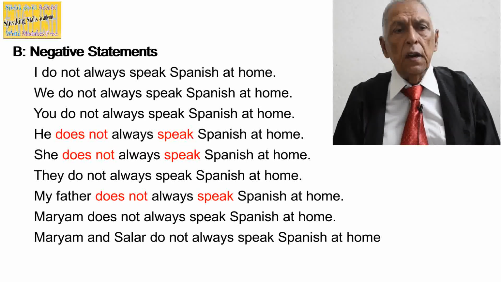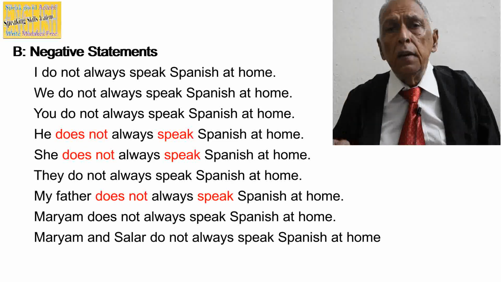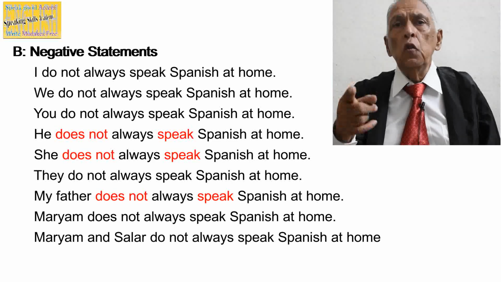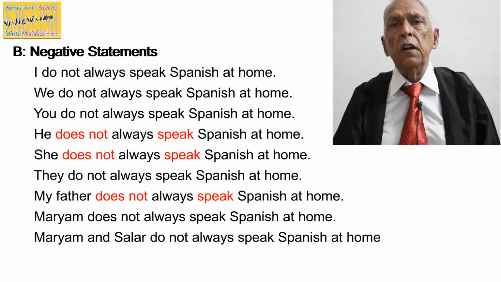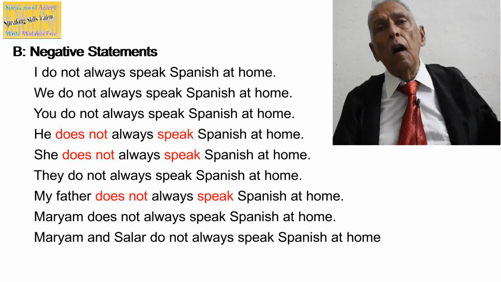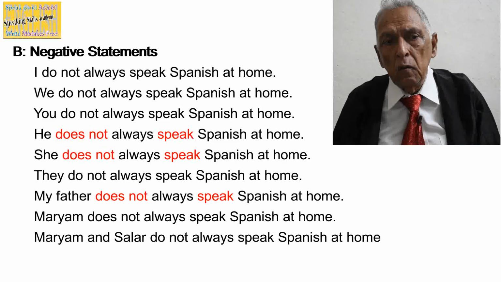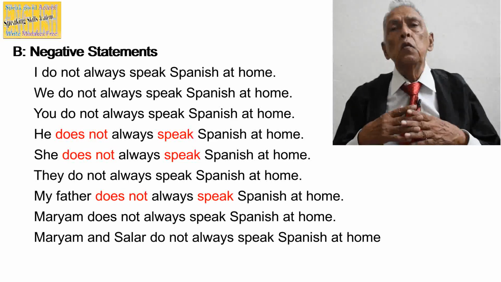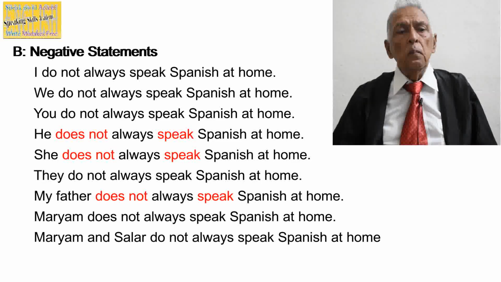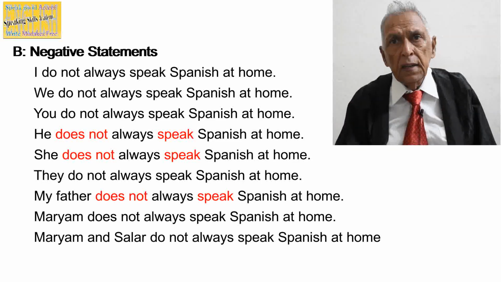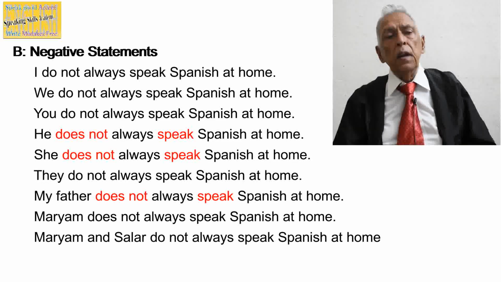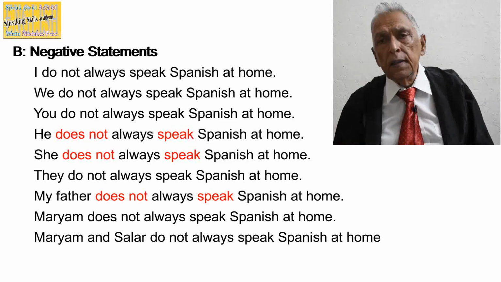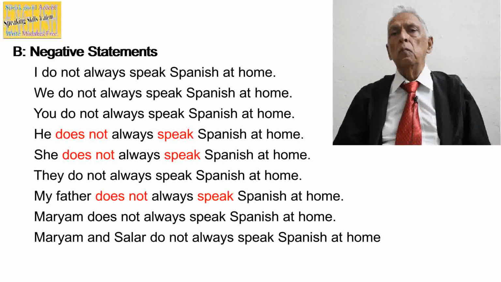B. Negative statements. I do not always speak Spanish at home. We do not speak Spanish at home. You do not speak Spanish at home. He does not speak Spanish at home. She does not speak Spanish at home. They do not speak Spanish at home. Mariam does not speak Spanish at home. Mariam and Salar do not speak Spanish at home.